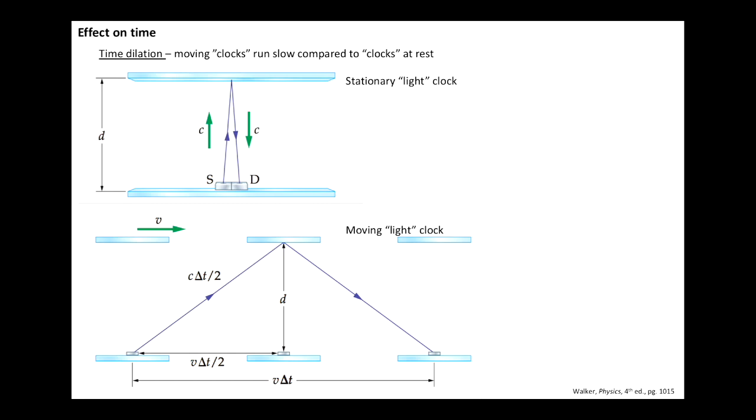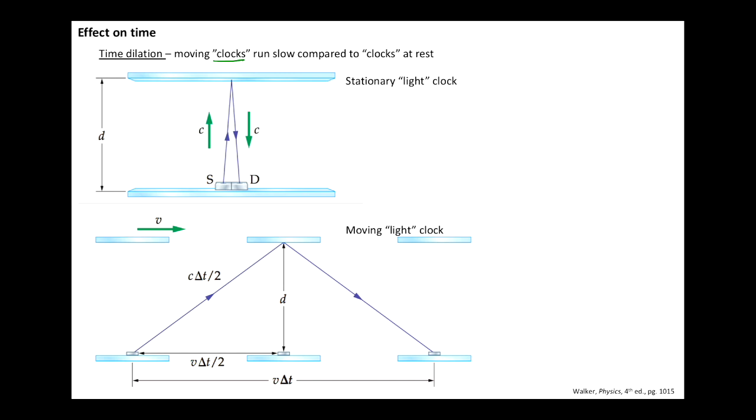Time dilation says that moving "clocks," and notice there are quotes around that because we use clocks to measure time, but we're not necessarily just talking about clocks, run slow compared to clocks at rest. Moving clocks run slow compared to clocks at rest. Now, maybe it would be better to say that moving clocks measure time in a way that is more extended than clocks at rest measure time.